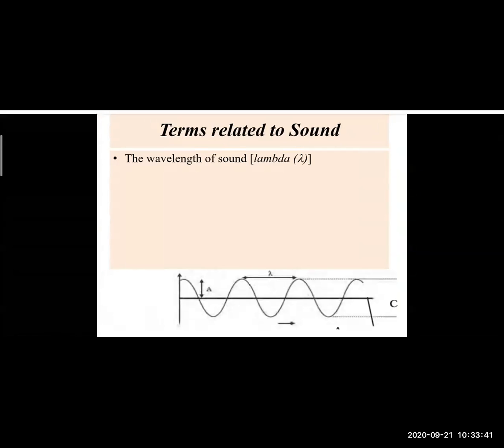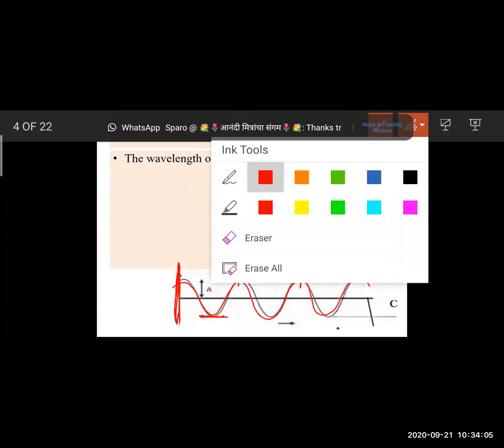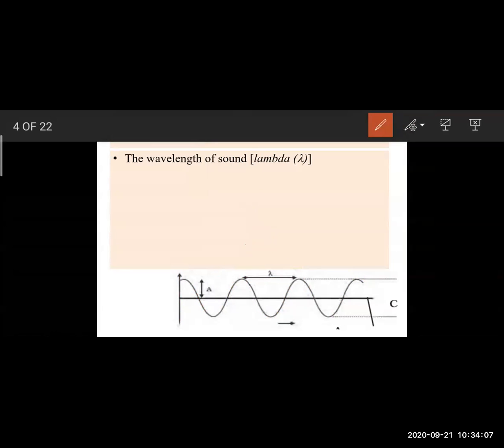Next we have seen different terms. The first term was the wavelength of sound. You can see the figure in which the source of sound creates a wave in the form of ridges and grooves, and the distance between two successive ridges is lambda, which is called the wavelength of sound.